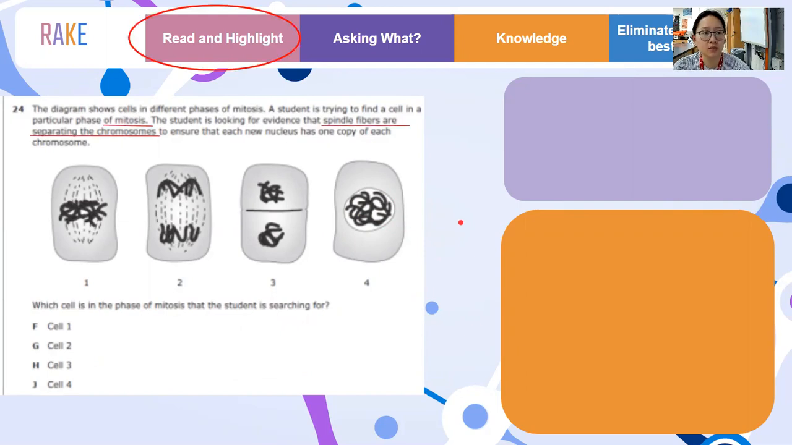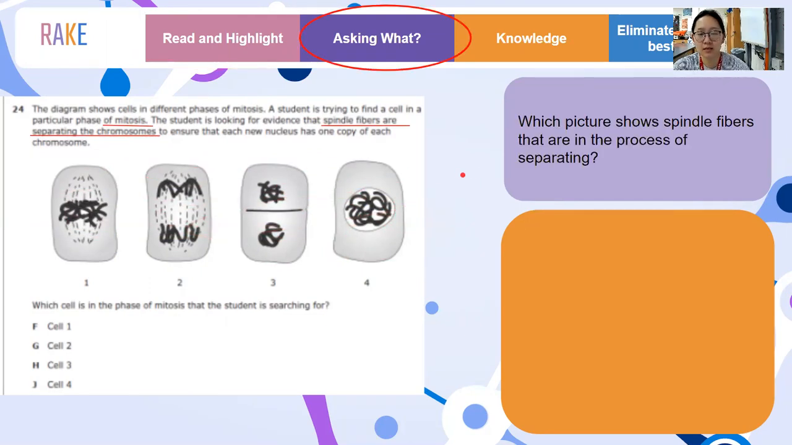Let's highlight the important parts. We're looking for a particular phase of mitosis. So these are all in mitosis right now. And we are looking for spindle fibers separating the chromosomes. That's a huge key hint, right? We're looking for one of these where the spindle fibers are separating the chromosomes.